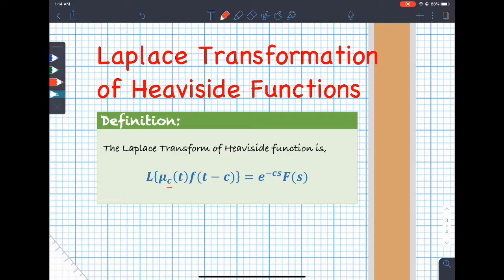Once it is shifted to the correct value, the Laplace transform of the unit step function multiplied with any function would be equal to e raised to negative cs times the Laplace transform of the unshifted function. That is the Laplace transformation for Heaviside.